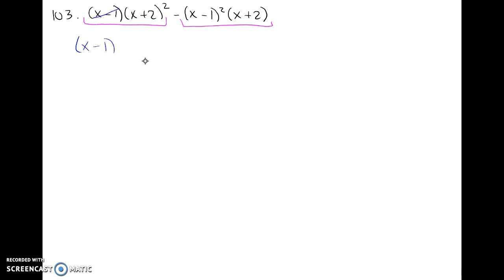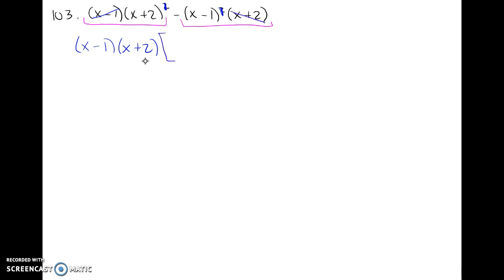You factored it completely out of this term, and you have 1 left in that term. Then look at the x plus 2 squared. Okay, so you have an x plus 2 squared and then an x plus 2. So I can factor out an x plus 2. Okay, you're left with 1 in that one, and it's completely out of that factor.